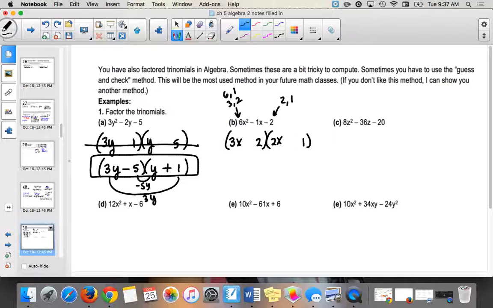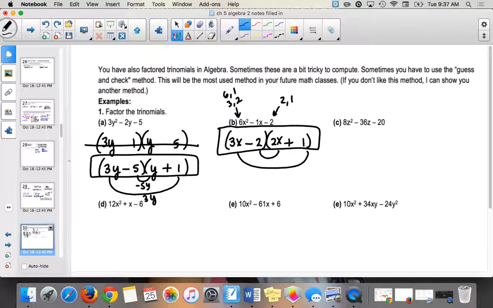and inner. So when I look at my outer and inner swoops, I know that they need to combine to be the x term, -1x. Can they combine to be -1x? Sure, if I do a negative with the 2 and a positive with the 1. Done. That's it. So we have 6x squared on the first ones, we have -2 on the last ones, and the outer and inner do combine to be the -1x. All right, how about the next one?